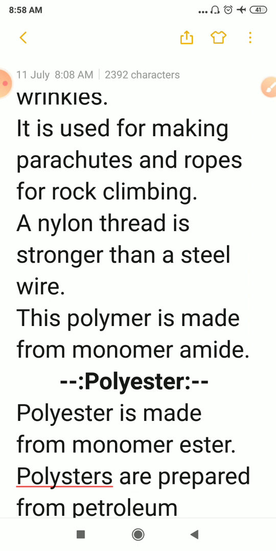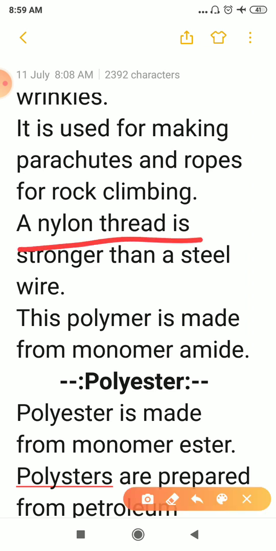Nylon ropes are very strong. A nylon thread is stronger than a steel wire. It is very strong. If you take the same thickness of nylon wire and steel wire, you will find that the nylon wire is stronger than the steel wire. These tests can be done in laboratories.